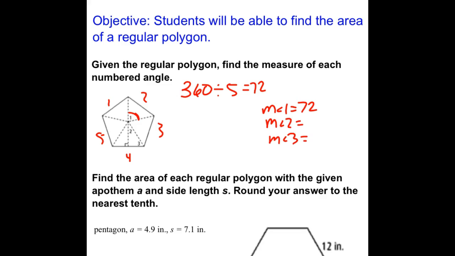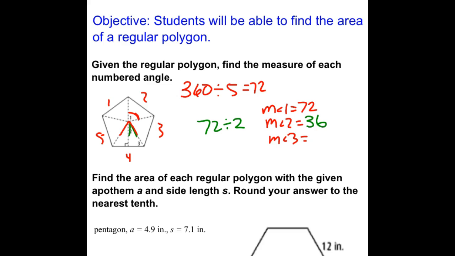So we go look at maybe angle 2. Angle 2 is right here. It's part of what was a central angle, but you can see it actually takes that central angle and cuts it in half. So we just take that 72 of the central, divided by 2, and we get 36.